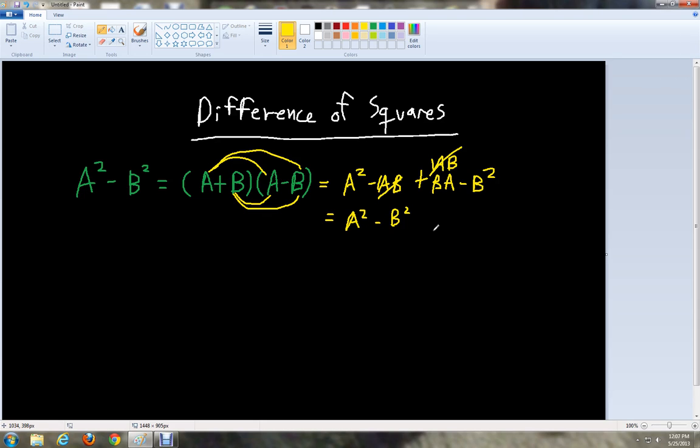Okay, so all you need to do is think of, you have the perfect squares. You have a squared, b squared. Think of the square root of a squared. It's a. Square root of b squared is b. And so for one factor, you add them together. And then the other factor, you subtract them. And then multiply to factor.